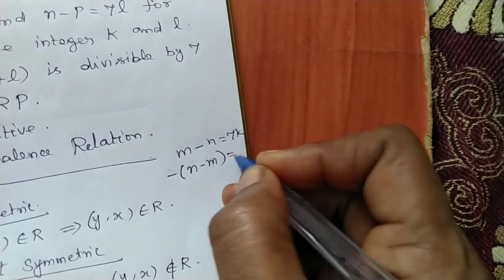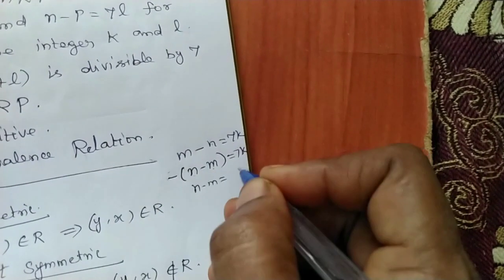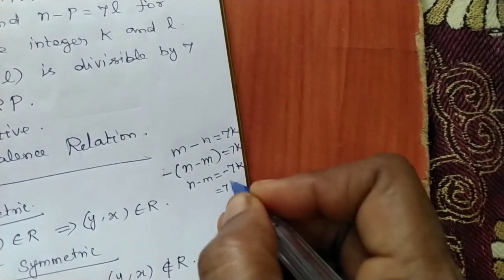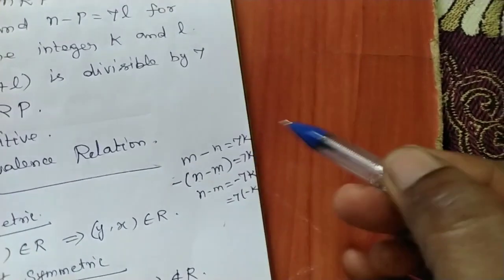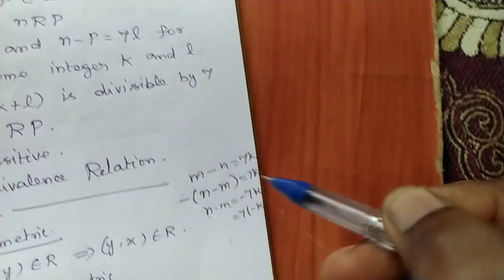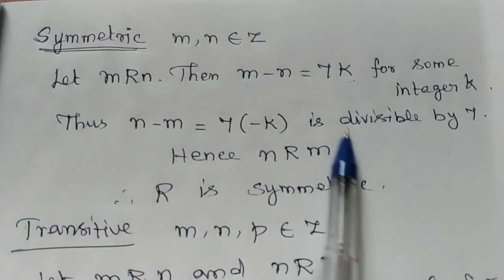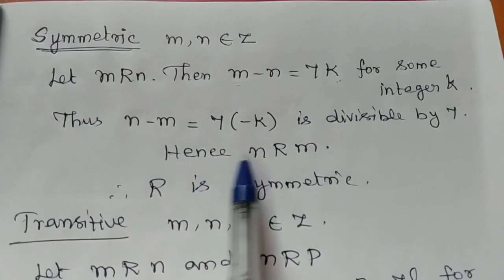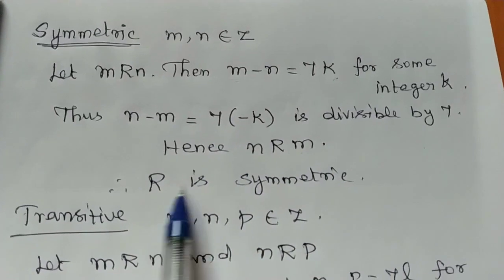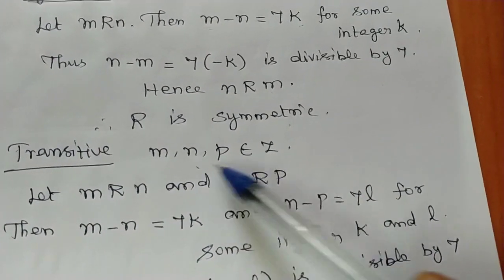n minus m equals 7k. Now n minus m equals, minus going to that side, minus 7k. This can be written as 7 into minus k. Okay, so m minus n equals 7k, n minus m equals 7 into minus k. See that one. n minus m equals 7 into minus k is divisible by 7. Hence, n related to m also satisfied. Okay, R is symmetric.